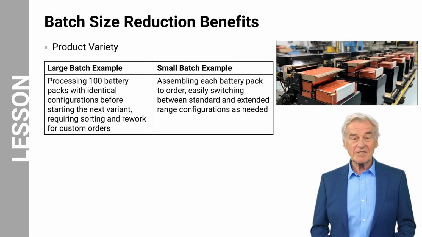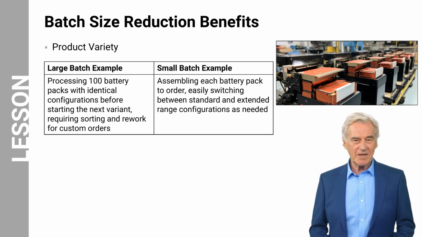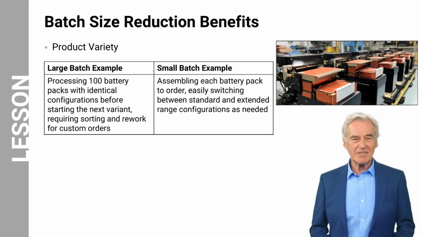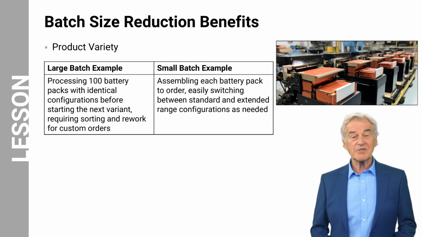While large batch production requires processing 100 identical battery packs before switching configurations and involves additional sorting and rework for custom orders, small batch manufacturing offers superior flexibility. By assembling each battery pack to order, manufacturers can switch between standard and extended range configurations as needed. This approach eliminates the inefficiencies of large batch processing and allows for better customization without the burden of sorting and rework, ultimately improving production responsiveness and customer satisfaction.